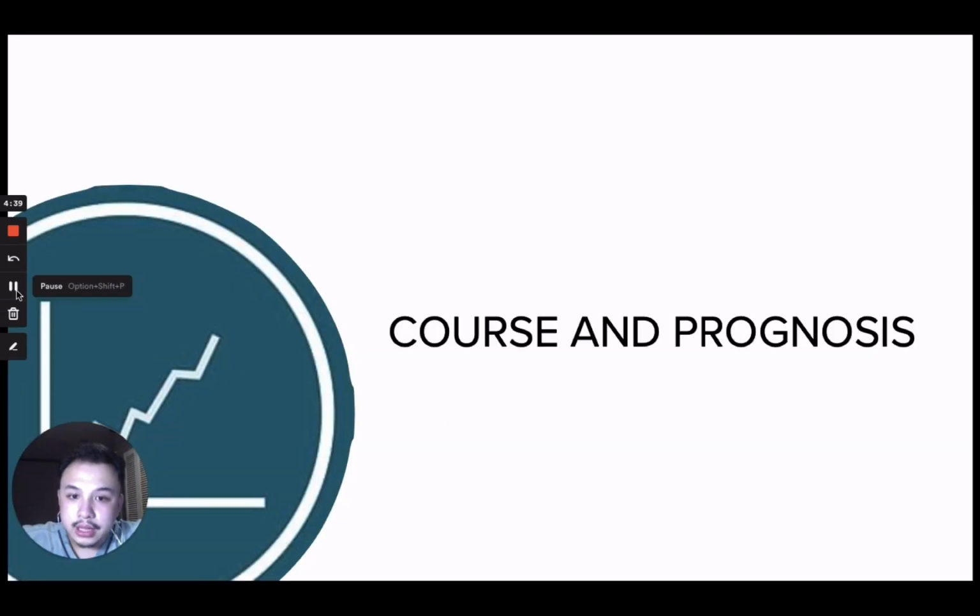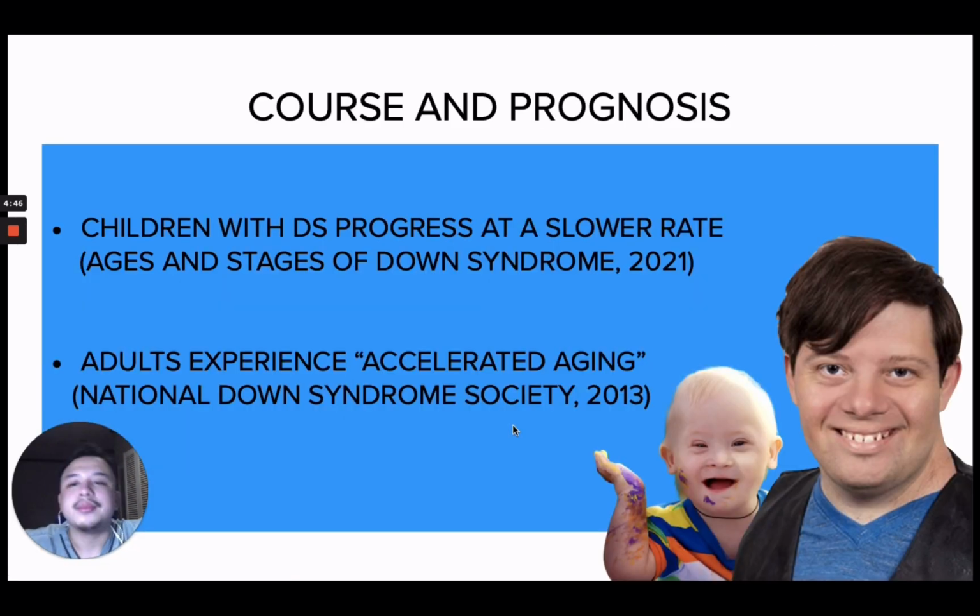Alright guys, so now that we're done speaking about the types of Down syndrome, let's go into the course and its prognosis. Okay, so let's talk about it generally first. Within children, children with Down syndrome are noted to progress at a slower rate generally. And adults also experience accelerated aging. Now, let's get into the different populations, and let's speak about the children first.